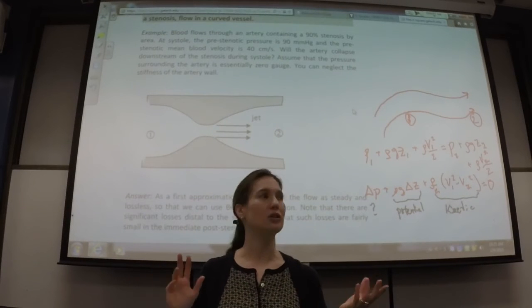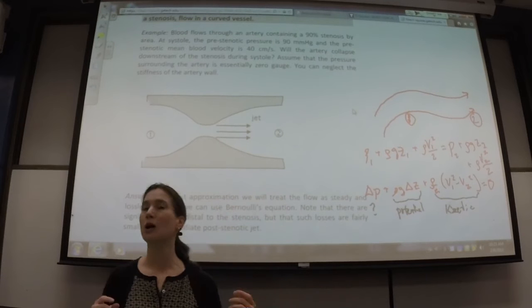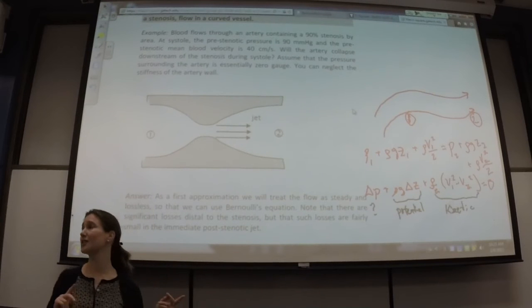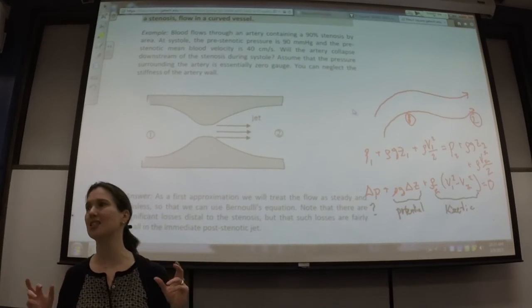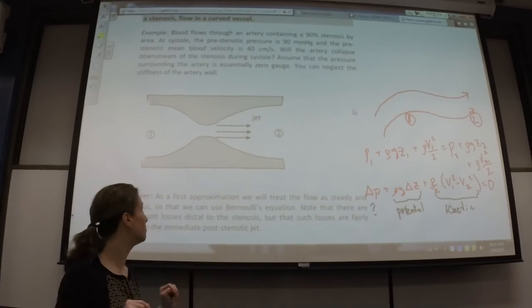Incompressible, yeah, you can consider blood to be incompressible. But for the simplicity of this example, we're going to use this. And then we'll show how at least the viscosity term is more or less okay.